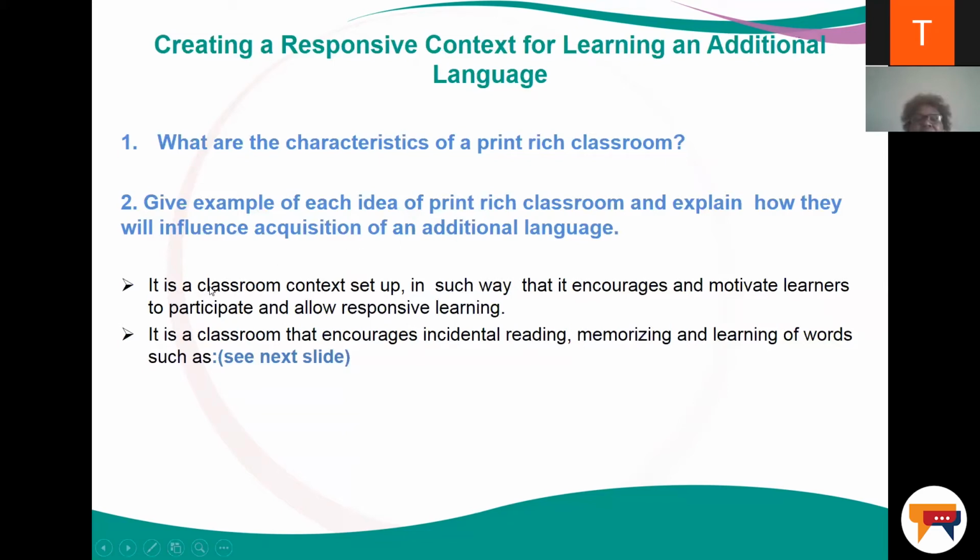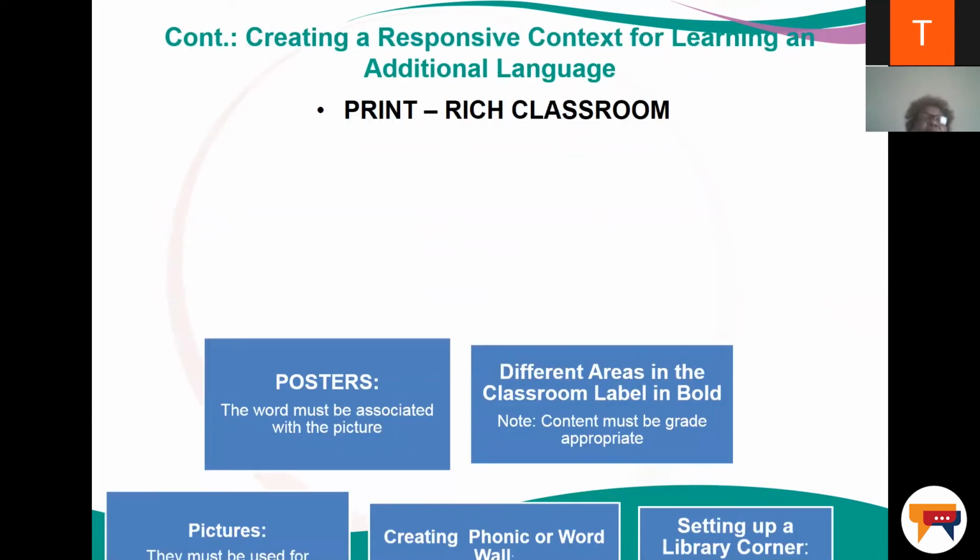It is a classroom context set up in such a way that it encourages and motivates learners to participate and allows responsive learning. For example, when you write that, you must also give examples. It is a classroom that encourages incidental reading, memorization, and learning of words. Let's see the next slide. Let's look at the print-rich classroom.